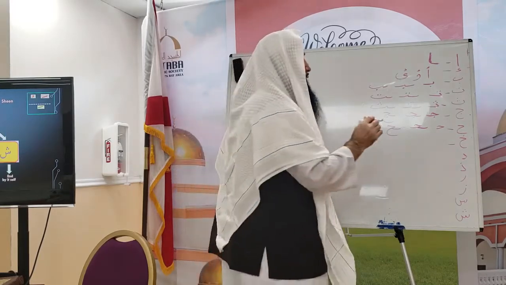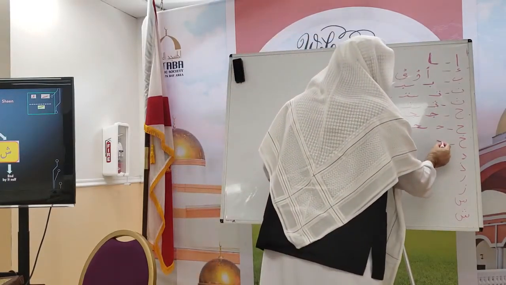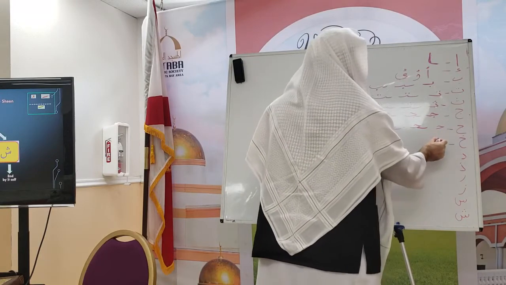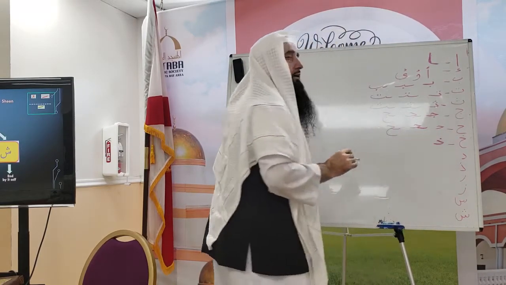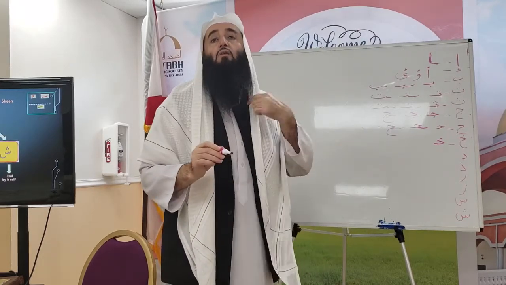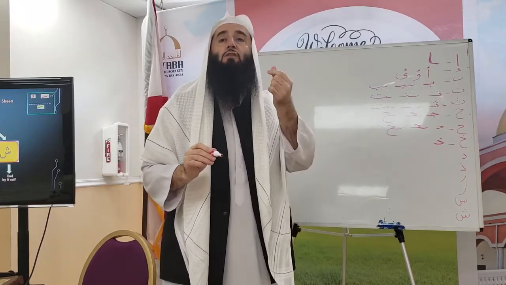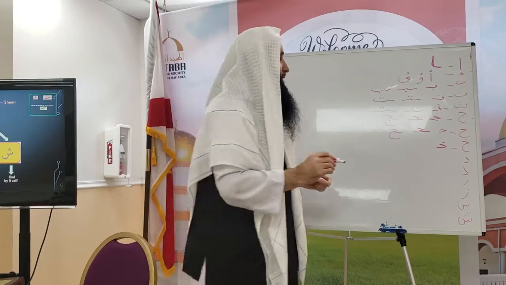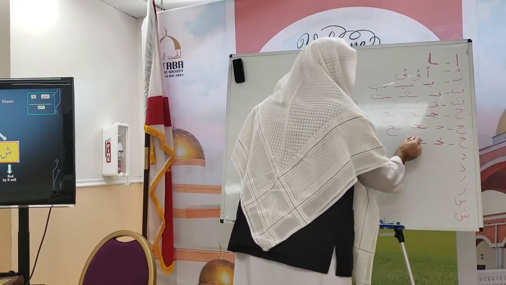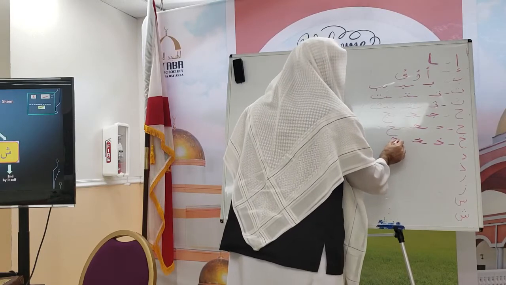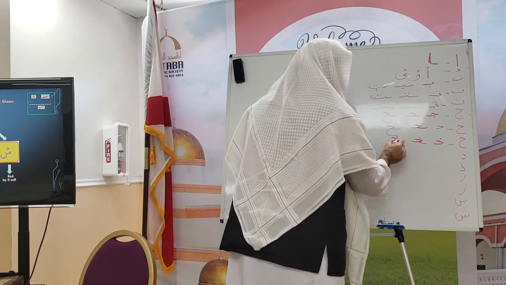Ha. Then we have kha. Same shape, but instead of the dot on the bottom, we put it on the top. Kha is from the top of the throat, you scratch it. Kha. Very good. And then we have kha in the middle, and kha in the ending, with a dot on top.